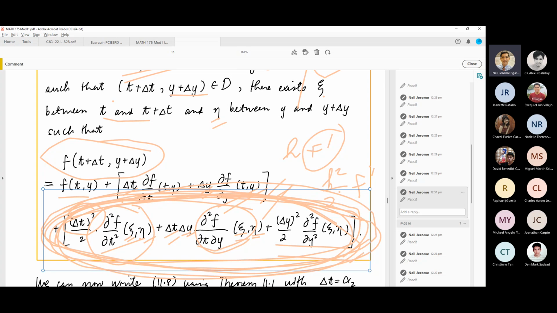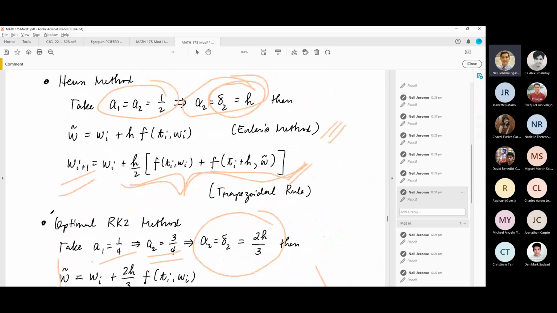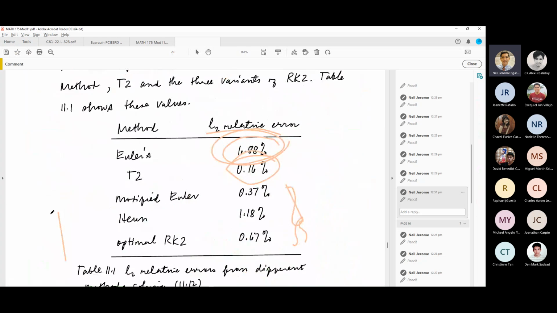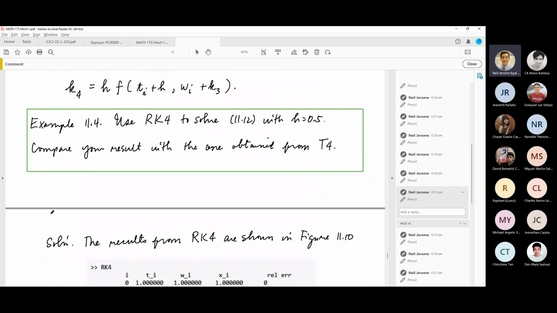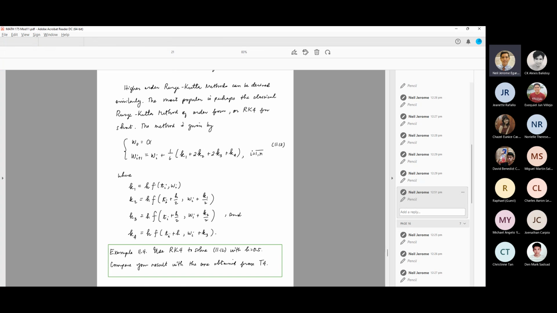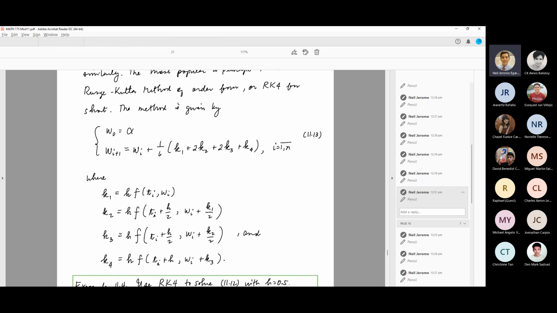For instance, RK4, which is I think the most popular. Pero may RK45 pa nga eh. Pero yung RK4 siya yung isa sa mga pinaka-popular na Runge-Kutta methods. But we will not derive it kasi hindi ako pasensyoso masyado. So, kinopya ko sa book, ito yung Runge-Kutta method of order 4. Actually, there will also be infinitely many Runge-Kutta methods of order 4, pero ito yung classical na RK4.